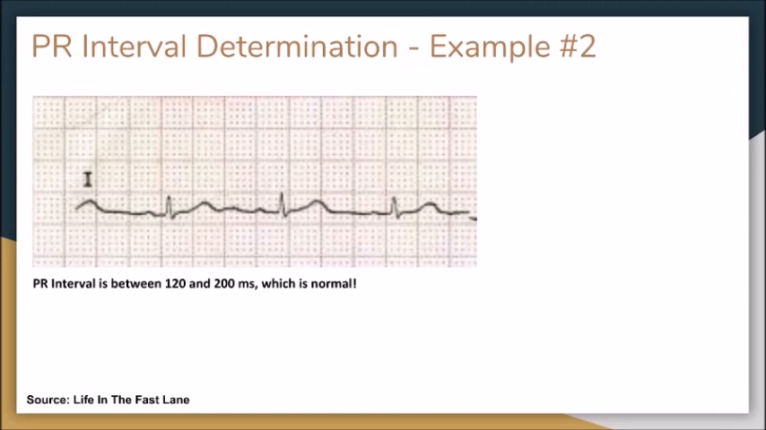Now let's look at the second example. Let's find a P wave. Let's choose this one. So this is the start of the P wave, and it goes until here. This is around 3 to 4 boxes, so this is definitely within the normal range. So this is a normal PR interval.